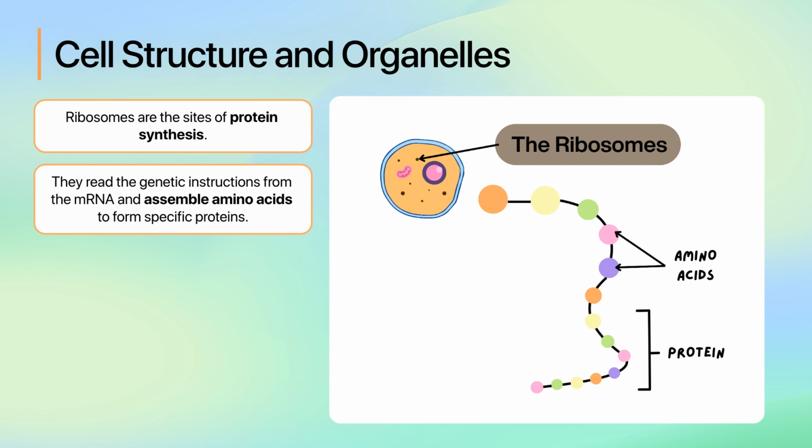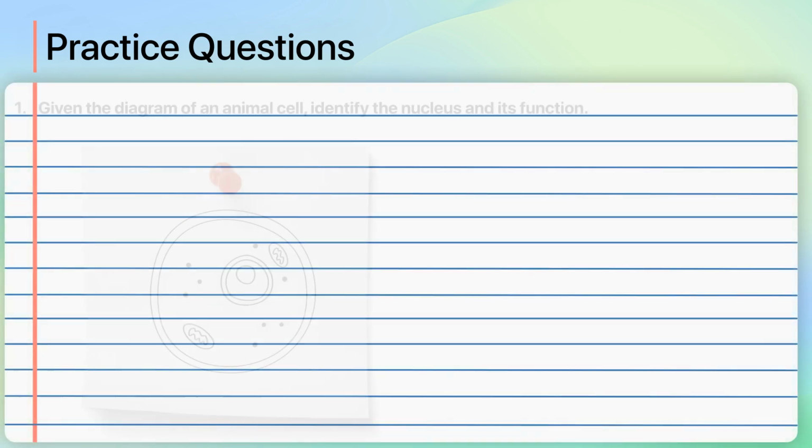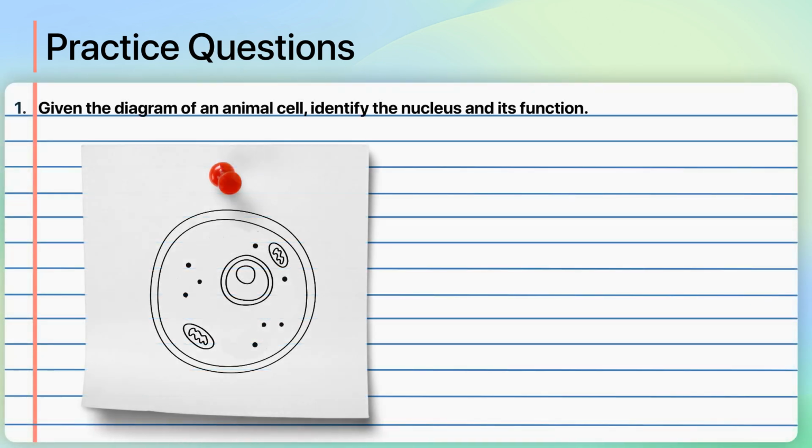Before we conclude, let's work through some questions to consolidate our knowledge of animal cells and their organelles. Here's our first question. Given the diagram of an animal cell, identify the nucleus and its function. Pause here to have a quick go.